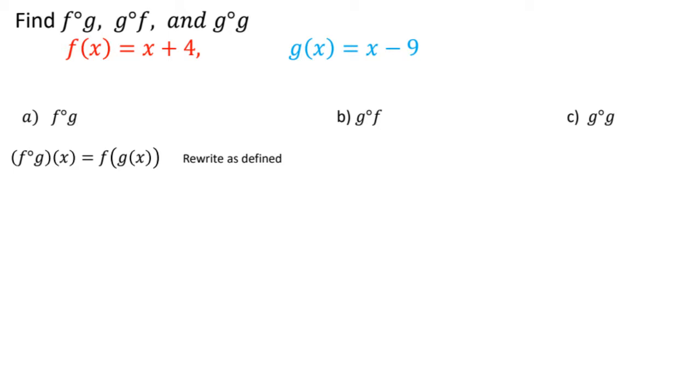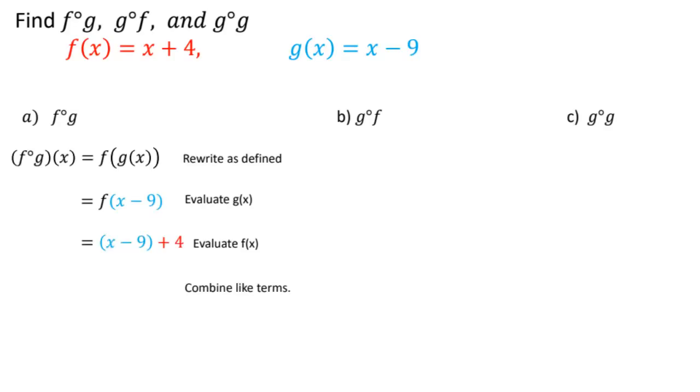Since we had f first, the way I like to write it is like this. Function f is composed of g. That means that for the function f, I'm going to plug in another function, which is g of x. So the first thing that I do when solving this is I'm going to write function f. Function f is x plus 4, right? And all I have to do is everywhere I see x, I'm going to plug in x minus 9.